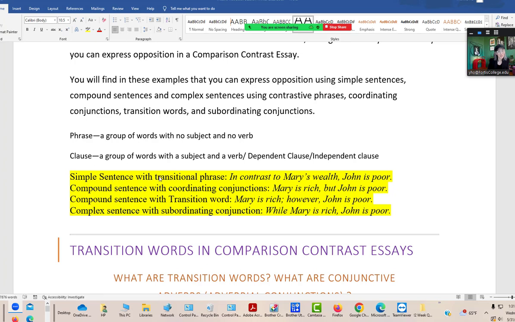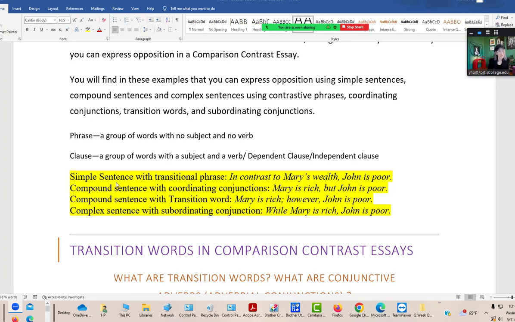So, a simple sentence with a transitional phrase: In contrast to Mary's wealth, John is poor. Mary is rich, but John is poor. Mary is rich, however, John is poor. And then, while Mary is rich, John is poor. So all of these are different ways of saying Mary is rich, but John is poor.